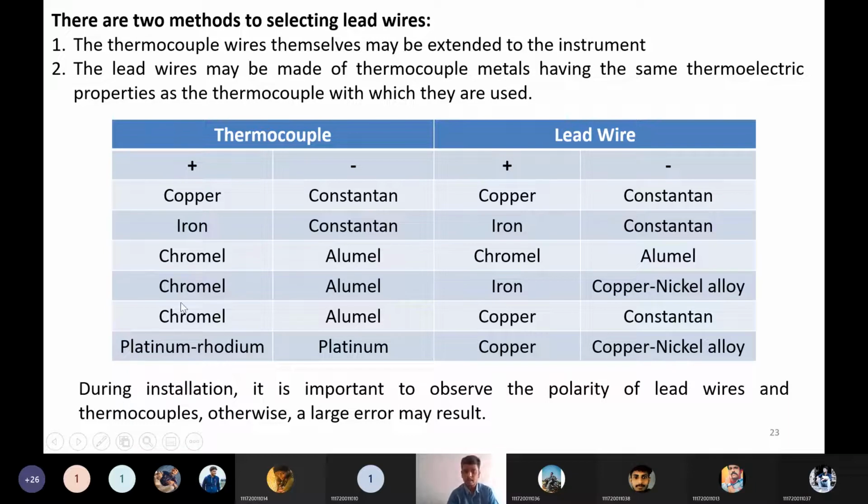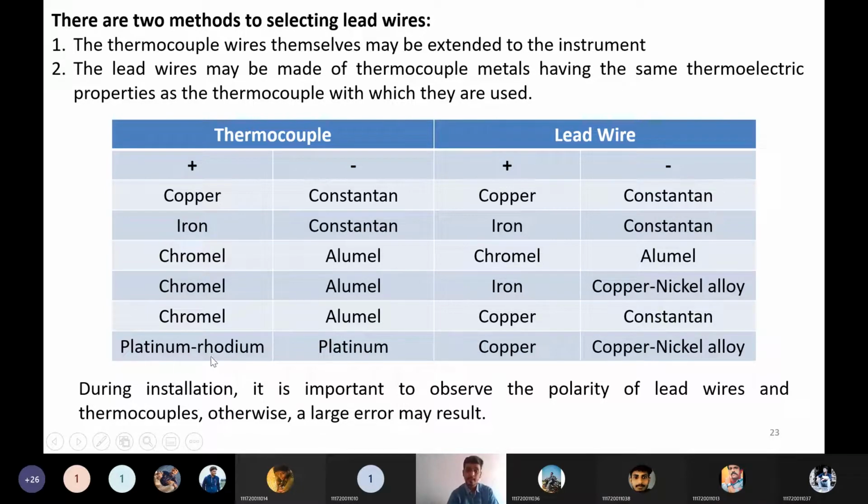Then in the case of a similar chromel alumel thermocouple, we can also use copper to extend this chromel wire, and we can use constantan to extend the alumel wire. So this is also compatible. These two metals are also compatible to extend with them.